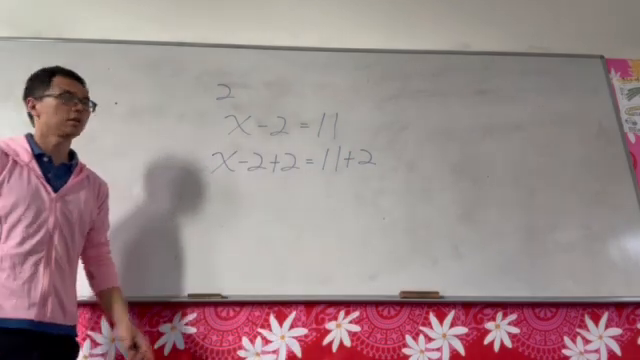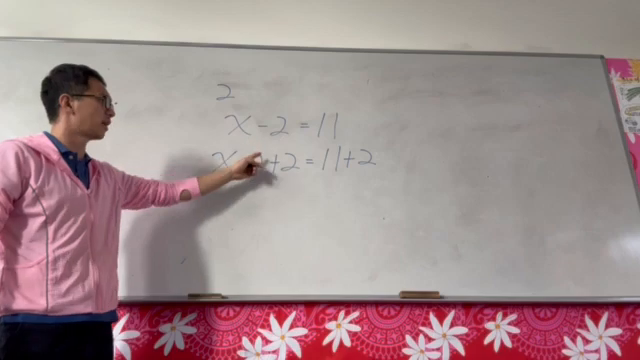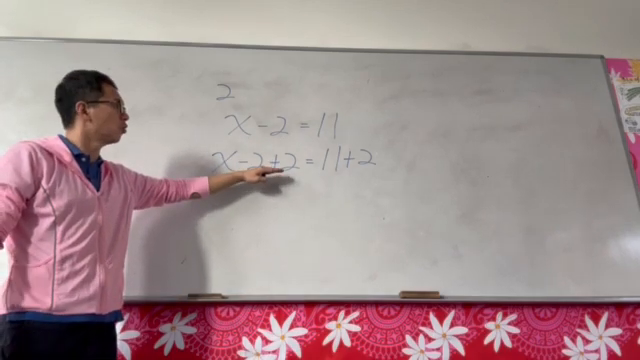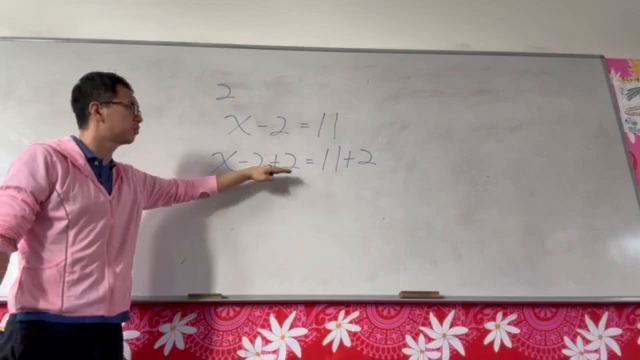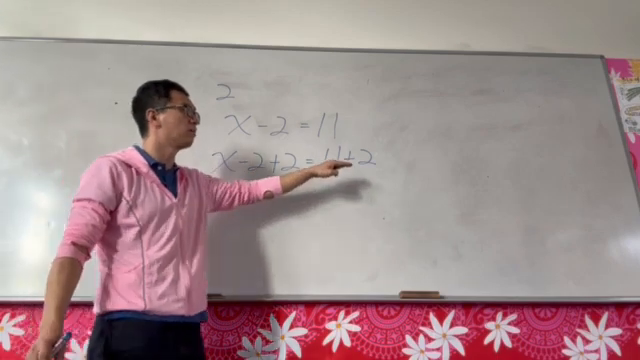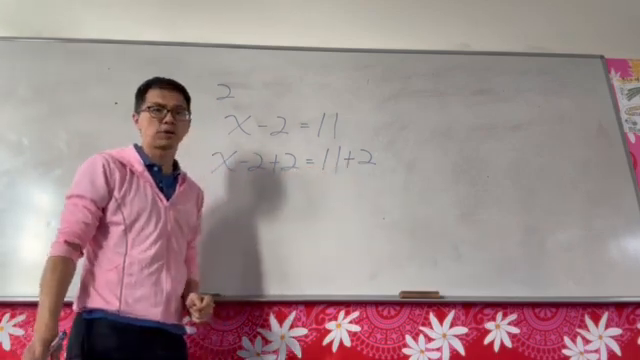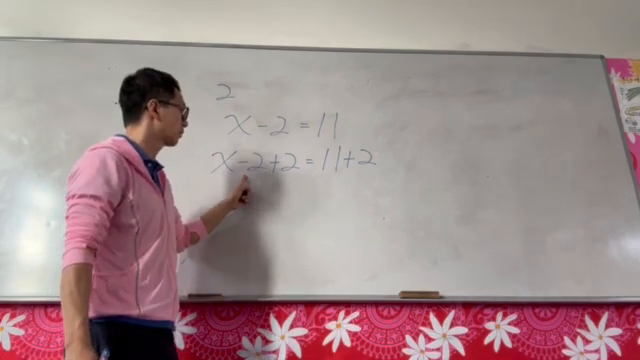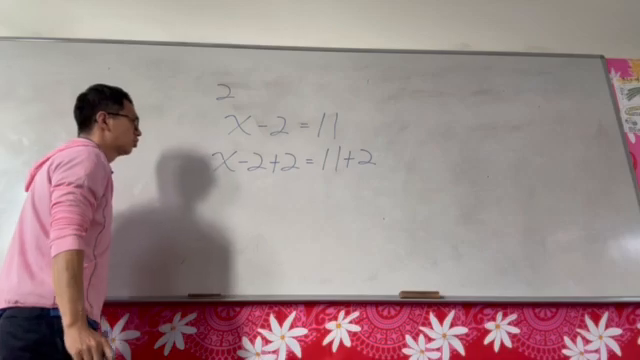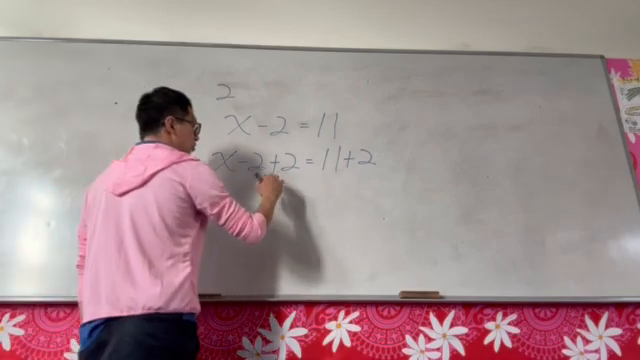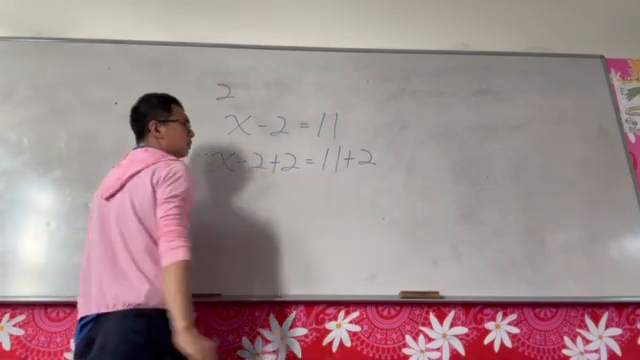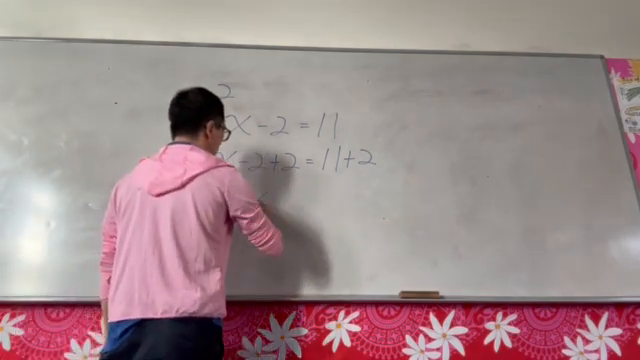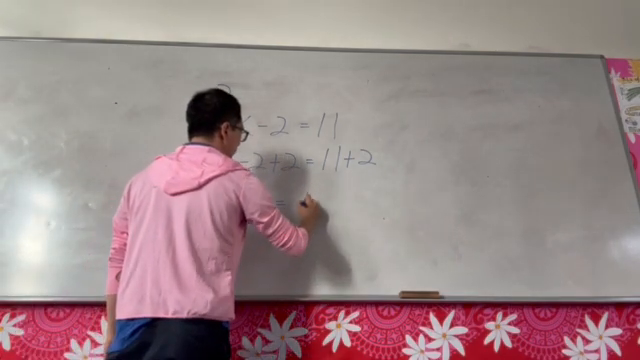Do you see the difference between the first line and second line? It is a plus 2, right? If we plus 2, we need to plus 2 on both sides. Why do we plus 2? Because we want to cancel out this minus 2, okay? x minus 2 plus 2 is 0, so no more. 11 plus 2 is 13, so x equals 13.